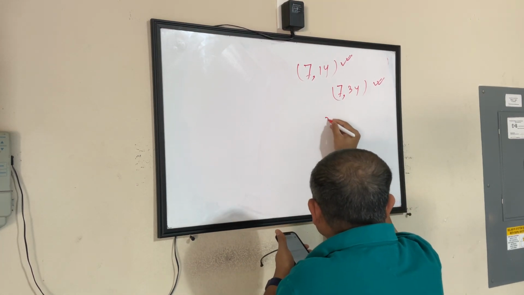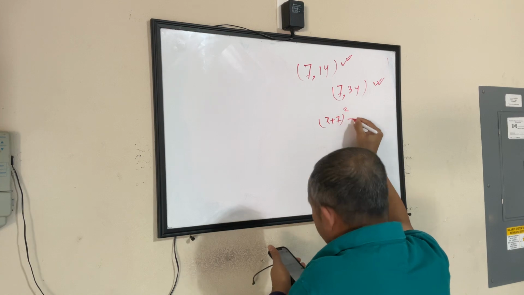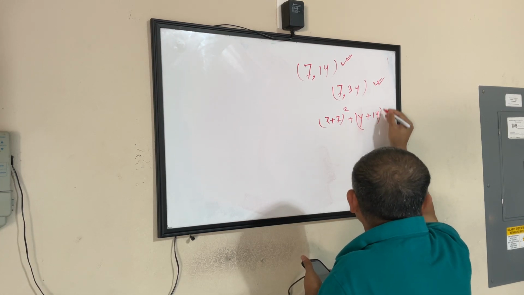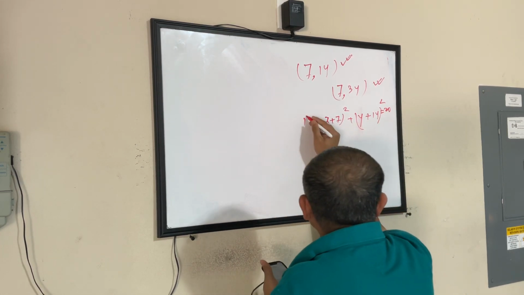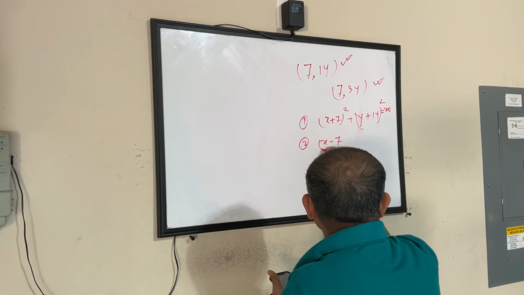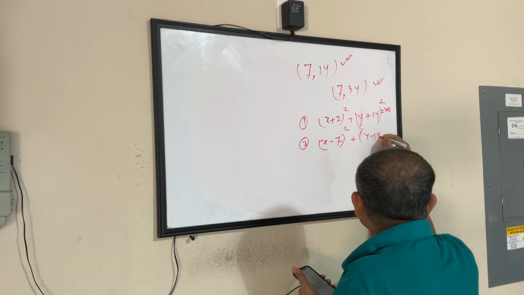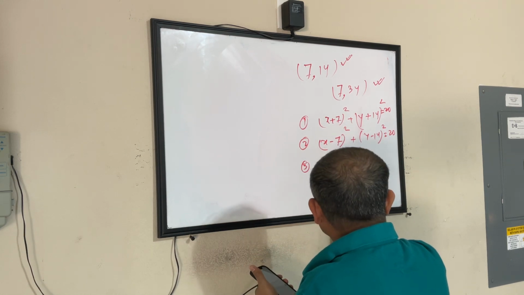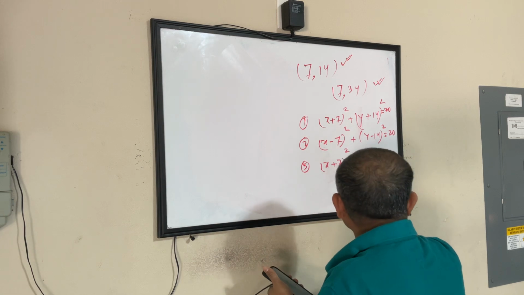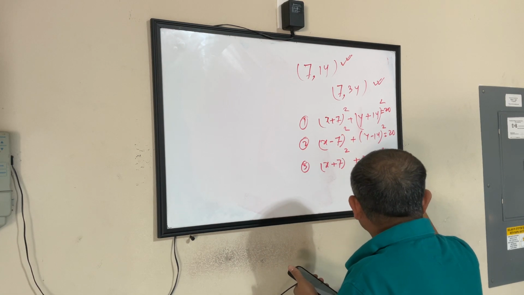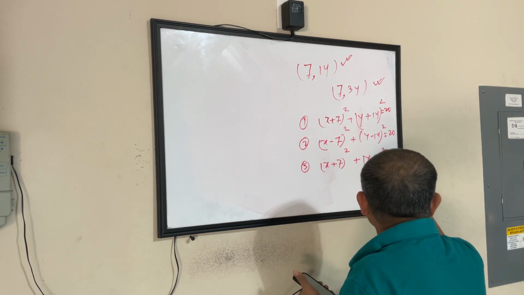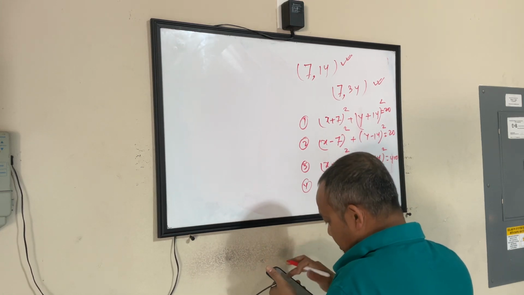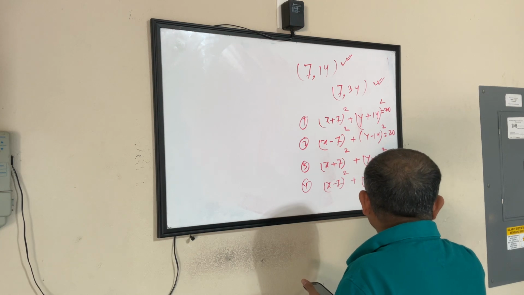Which of the following is the equation of the circle? You are given 4 options: x plus 7 squared plus y plus 14 squared equal to 20. This is one option. Second option is x minus 7 squared plus y minus 14 squared equal to 20. Third option is x plus 7 squared plus y plus 14 squared equal to 400. Fourth option is x minus 7 squared plus y minus 14 squared equal to 400.